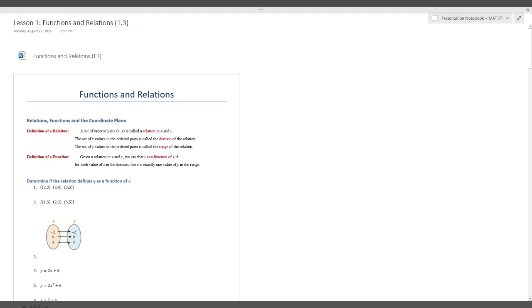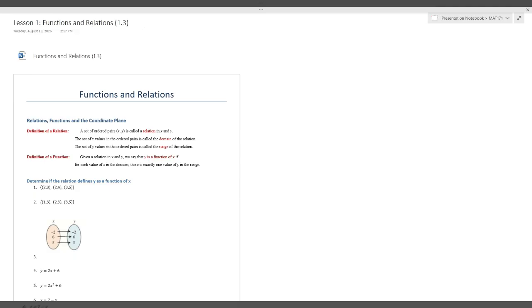Welcome to our lesson on functions and relations. So, to begin, let's talk about a couple of definitions. First of all, the definition of a relation. A relation is just any set of ordered pairs. They don't really have to conform to any rules or anything. Just a set of ordered pairs.